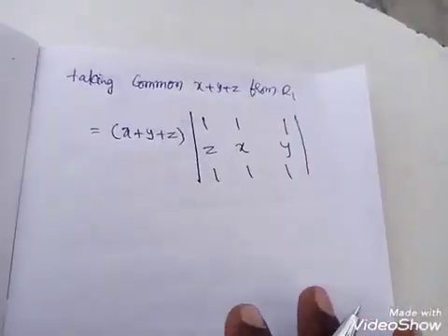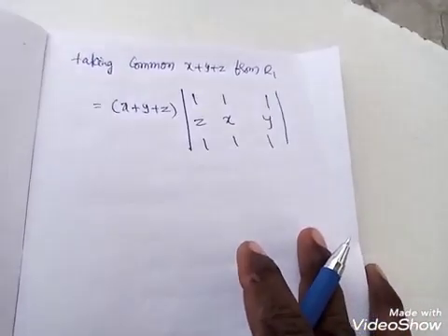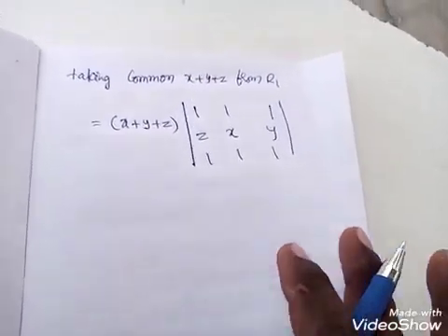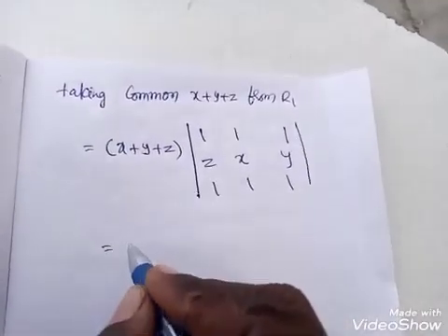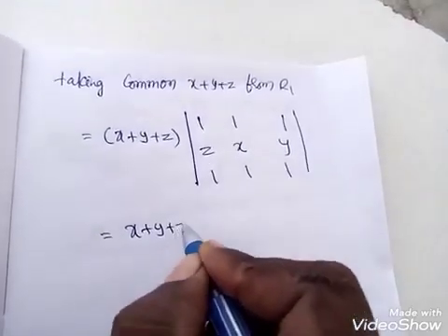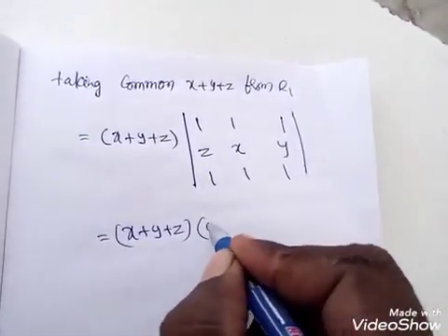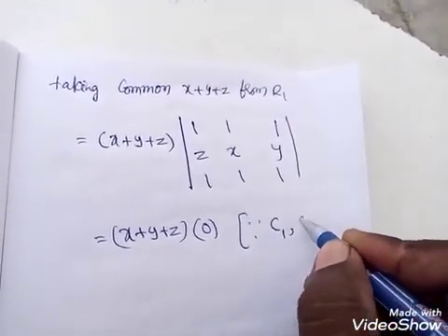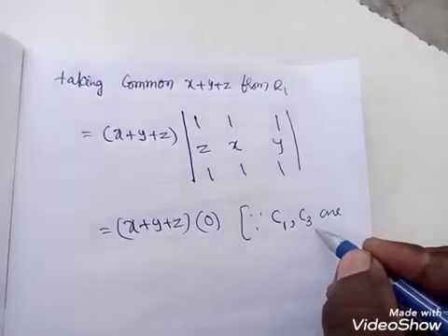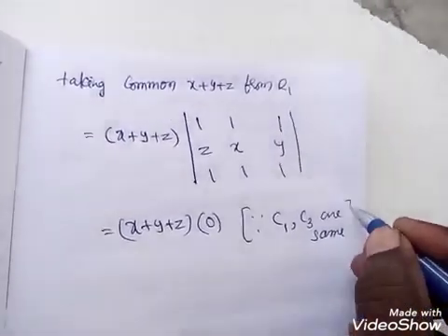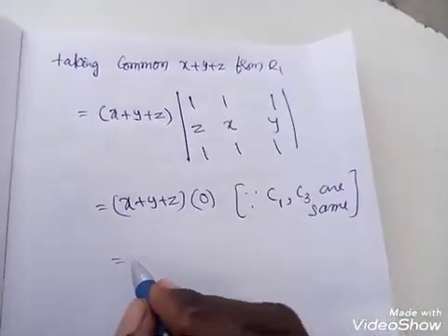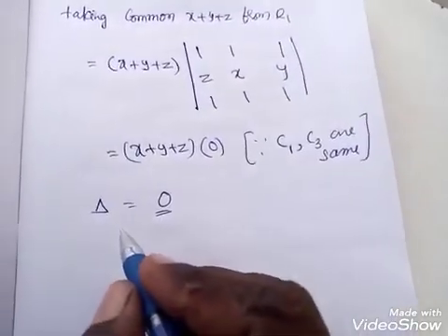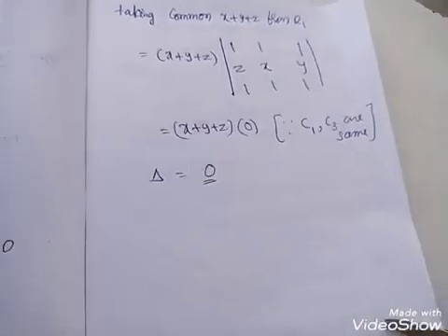Now observe, one of the properties is satisfied. If two rows or columns are identical, then the determinant is 0. Therefore, here x plus y plus z into 0, since C1 and C3 are the same, identical. Therefore, something into 0 is 0. That is, delta is equal to 0. You got it or not? This is one more problem to solve without expanding.